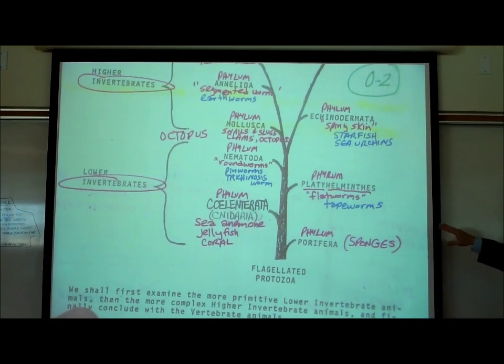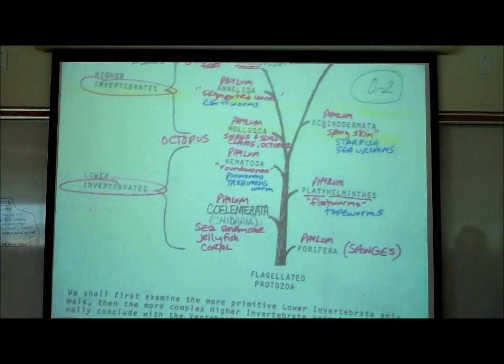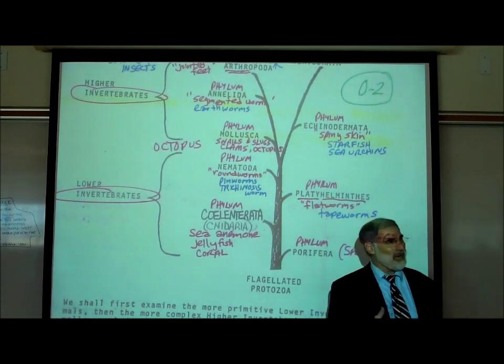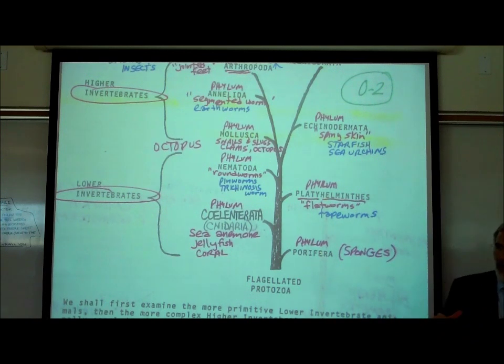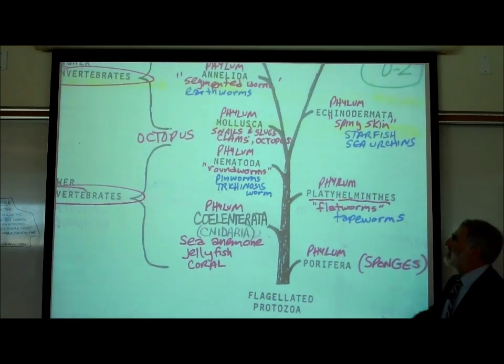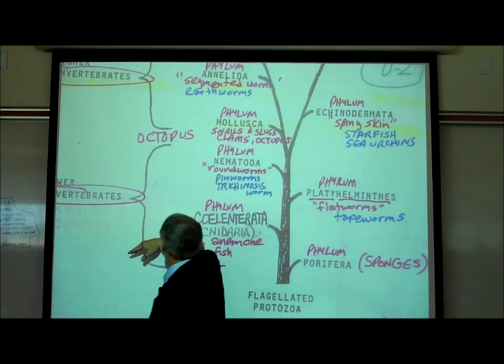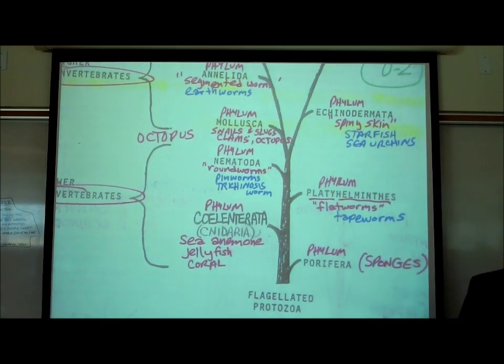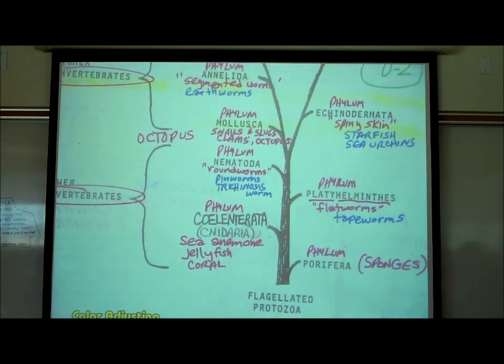It includes a third phylum, phylum Platyhelminthes. Platy means flat, like plata or plate means flatware. And helminth means worms. Those are the flatworms. And they include the tapeworms, which you probably have heard of. Then there's phylum Nematoda. Those are the so-called roundworms, which include pinworms and the trichinosis worm, if you've heard of those.